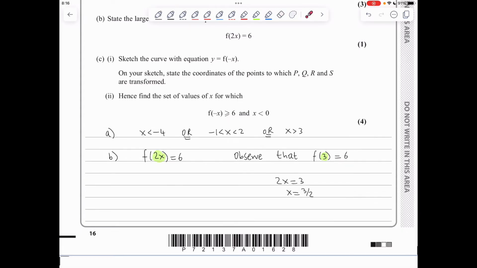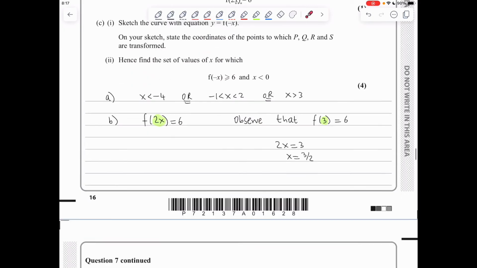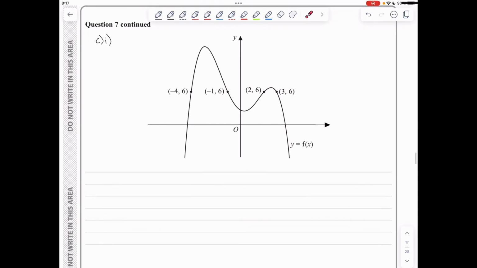In part C I, we're asked to sketch the curve with the equation y is f of minus x. We first need to appreciate what kind of transformation we're looking at. Essentially, all the x's get multiplied with -1, which corresponds to a reflection along the y-axis. So let's look at the original graph, that's the f of x, and we can start considering where each of the points P, Q, R, S will be mapped to. P will go from -4, 6 to 4, 6. I have multiplied the x by -1. And similarly, Q will go to 1, 6.